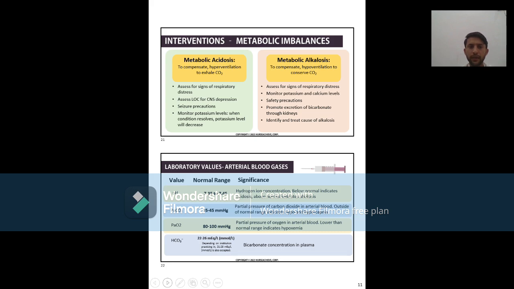We have to closely measure it when the patient is on ventilator support or admitted in the ICU. We have another important parameter, bicarbonate, whose normal level is 22 to 26 milliequivalents per liter. Depending on institutional practices, in some it is 21 to 28, but commonly the reference range is 22 to 26. That is the bicarbonate concentration in the plasma.